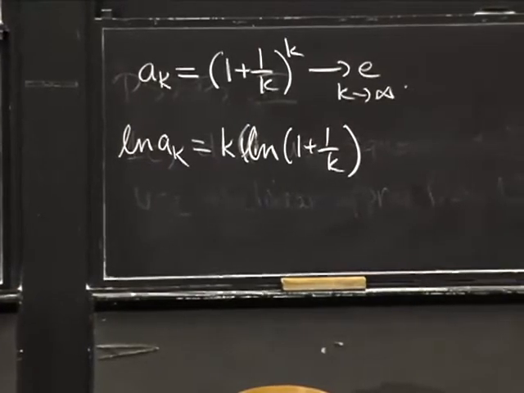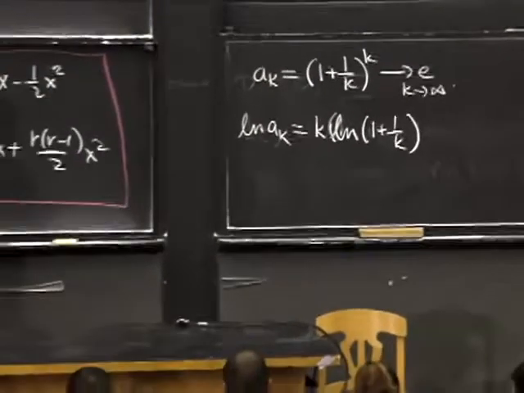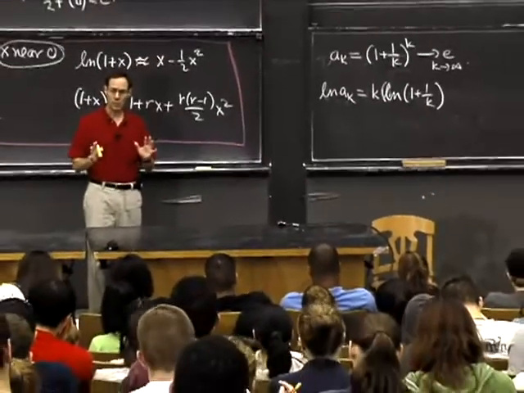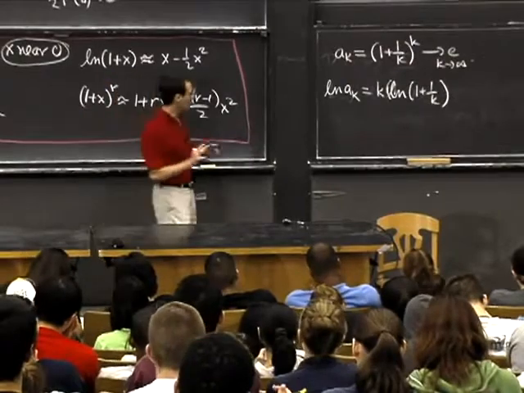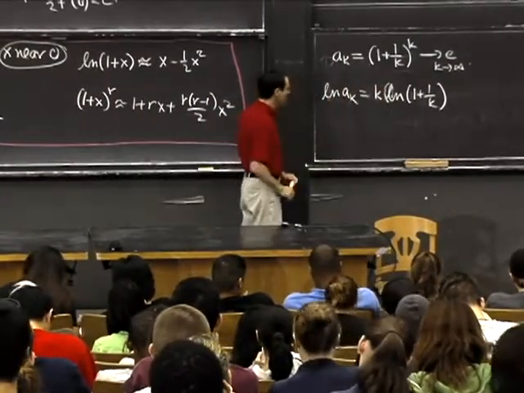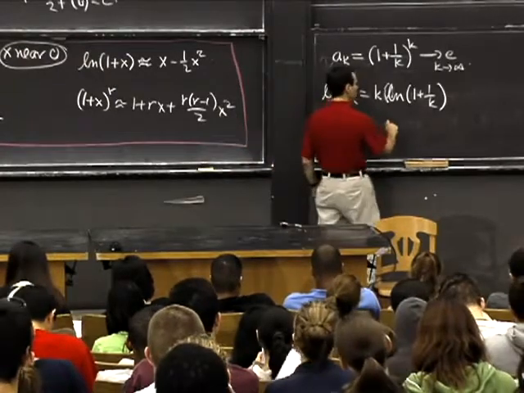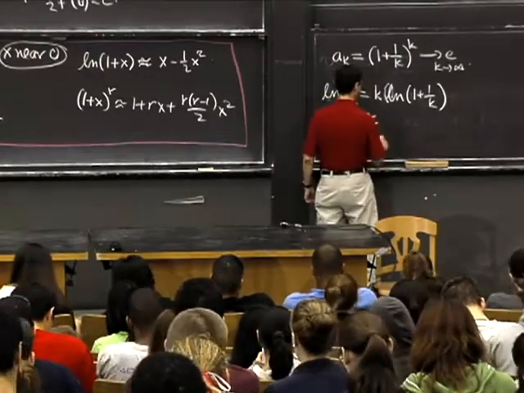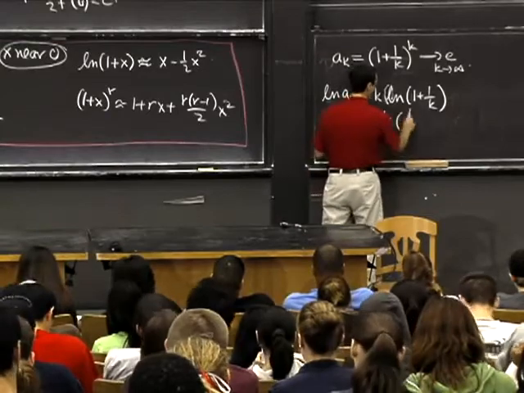Now, I want to do this limit again using linear approximation to show you how easy it is if you just remember the linear approximation. And then we'll explain where the quadratic approximation comes in. So I claim that this is approximately equal to k times 1 over k.